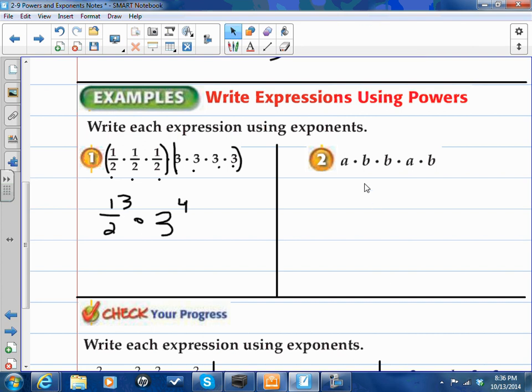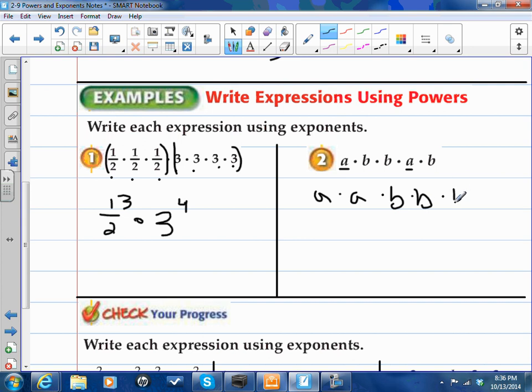Then you see this works with variables as well. So if we have A times B times B times A times B, I'm actually going to find my common terms as A times A times B, B, and B. So what I really have is A times A, which is the same as A to the 2nd power, or we normally say A squared, and then B to the 3rd power, or we say B cubed. And so this is my simplified version, writing that multiplication with exponents.